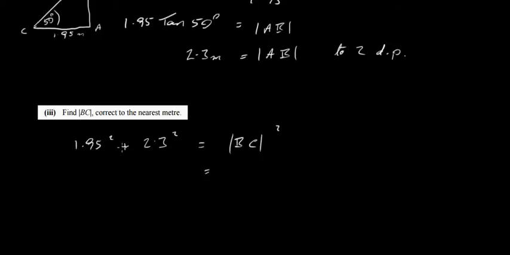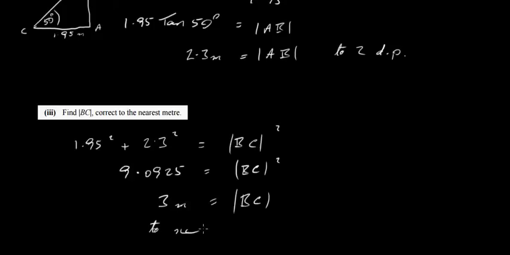So we do all of this, you get 9.0925. So that's BC squared. So that gives us BC. The distance BC is just the square root. So that's going to be 3 meters, and that's to the nearest meter. Okay, to the nearest meter.